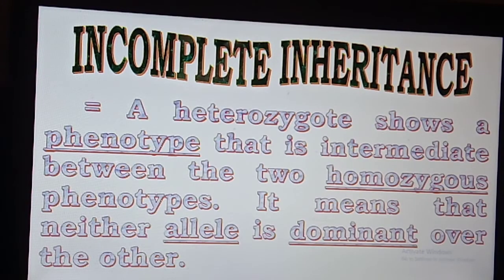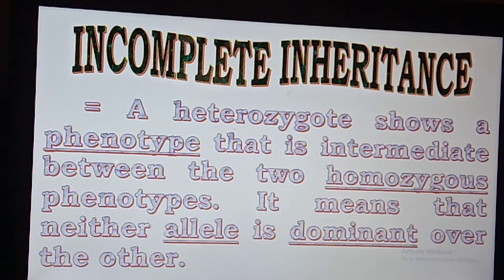A heterozygote shows a phenotype that is intermediate between the two homozygous phenotypes, or shall I say, an individual shows a phenotype that is intermediate between the phenotype of her or his parents. It means that neither allele is dominant over the other.